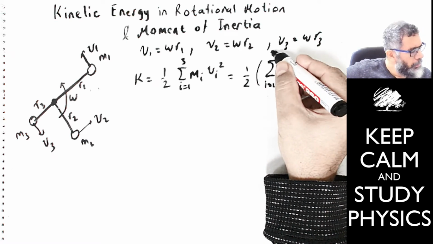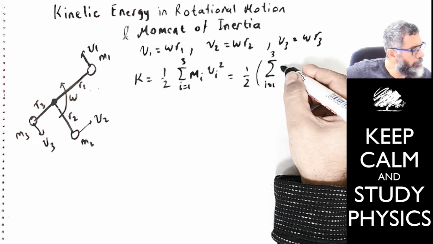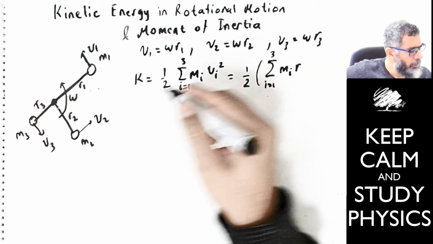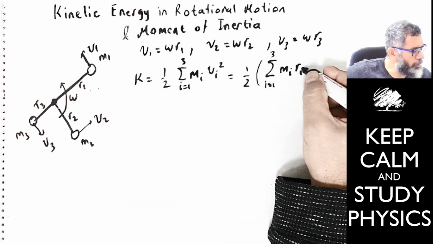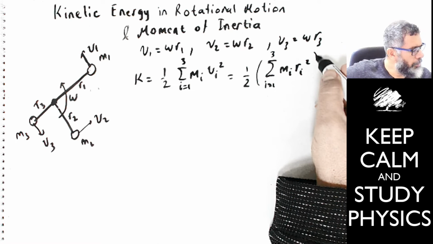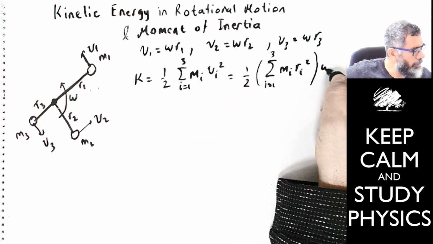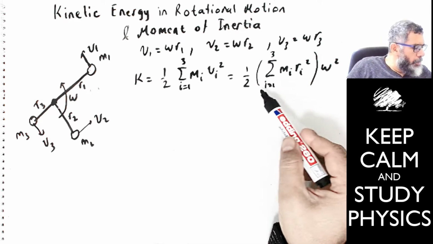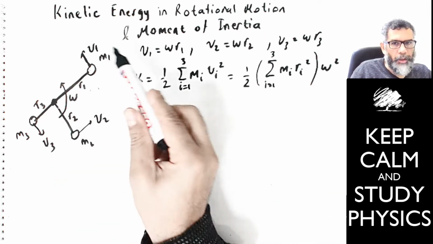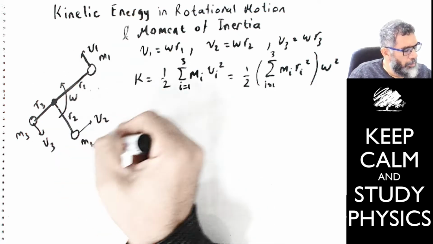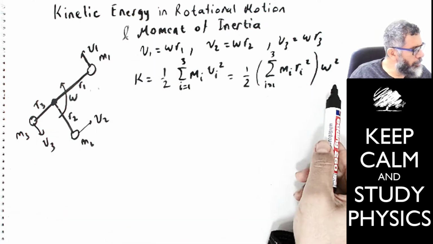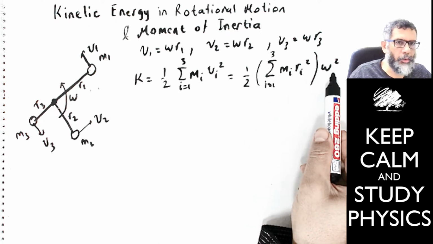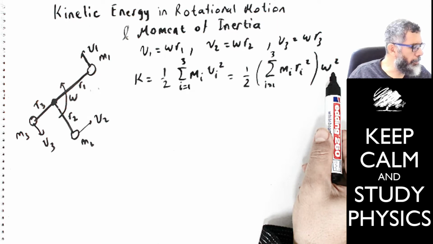The sum of all masses multiplied by their distances to the center of rotation squared. And since omega is common for all of them, we multiply this with omega squared. So, as you see over here, the kinetic energy for this specific rotational system turns out to be 1/2 times some quantity multiplied by omega squared, where omega is the angular speed or angular velocity.